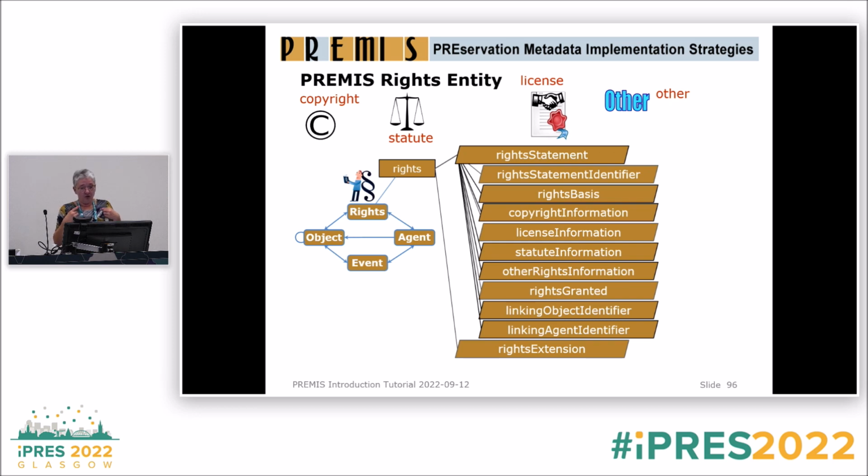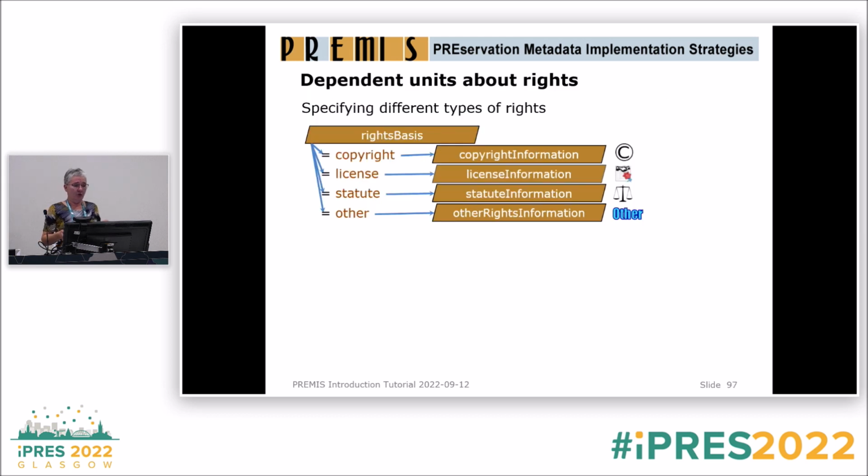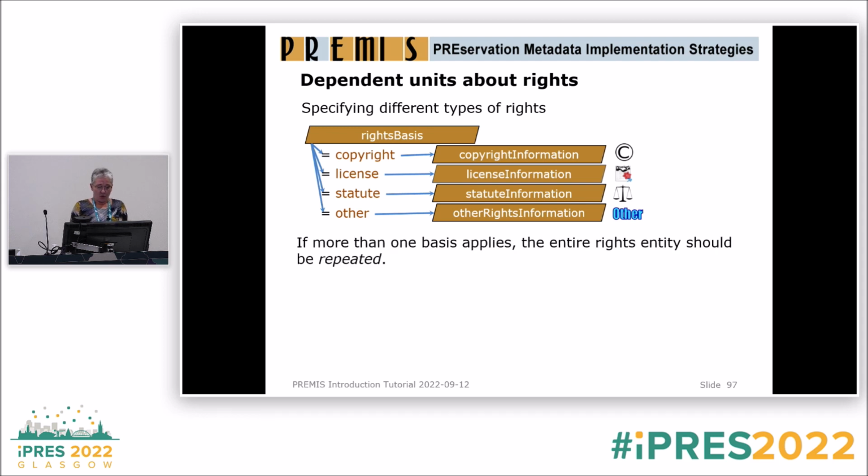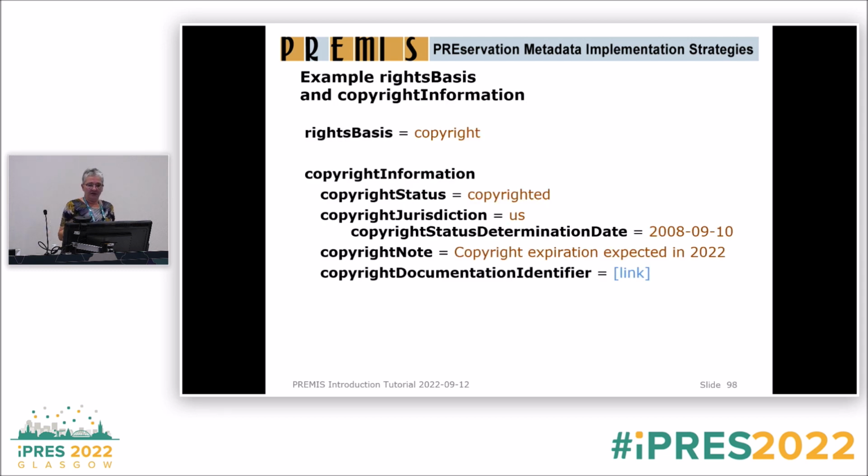And if you want to do it by rights statement, there are a few semantic units here. It's worse than it seems. There's of course the identifier. And then you have the rights basis, which actually points to what kind of rights I am talking about. So the rights basis is either copyright, license, statute, or other, and you would fill in the other semantic units like that. If you have a copyright, it will be copyright information, etc. So, if you have both copyright and license and statute, you should actually repeat this rights chunk. It should only be what is in the rights basis for each of them. So here's a small example.